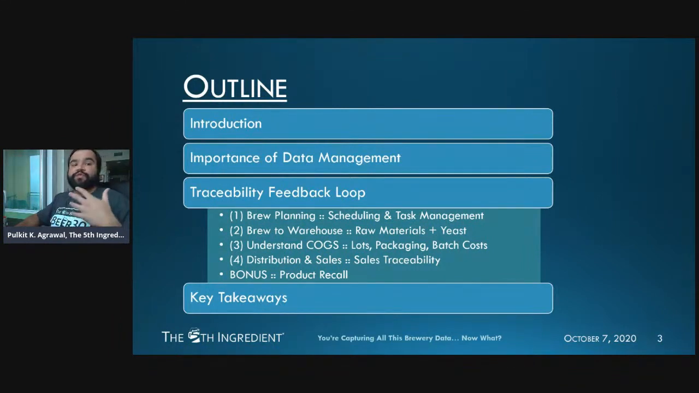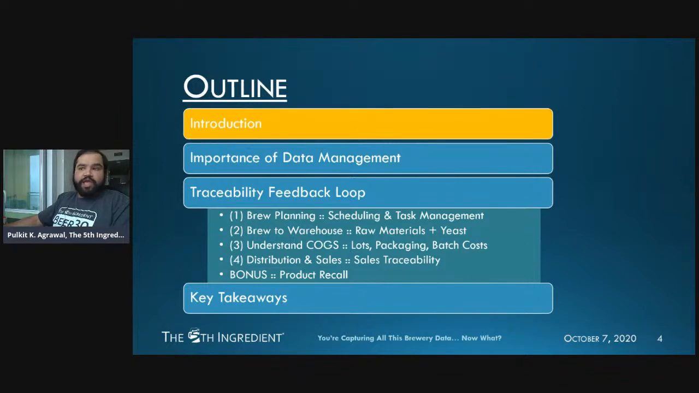Then we get into step 2 of the feedback loop, which is brewing to warehouse, looking at raw materials and yeast. From there, step 3 is understanding cost of goods sold, so COGS, and understanding how that ties in with lot traceability and packaging costs and batch costs overall. From there, we're looking at distribution and sales traceability. And then we'll even have a bonus aspect of the feedback loop, which goes into what happens if there is a product recall. So really cool aspects of looking at traceability and feedback loops. And finally, we'll talk about some key takeaways that tie in with this important aspect of data management. So let's get started with that.